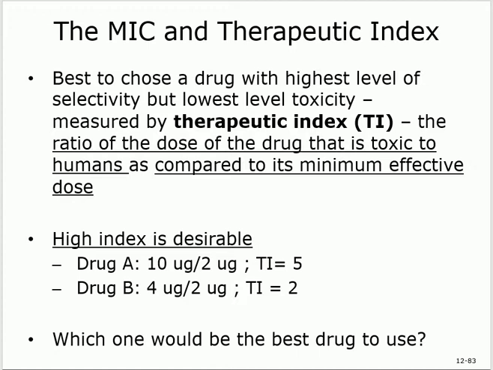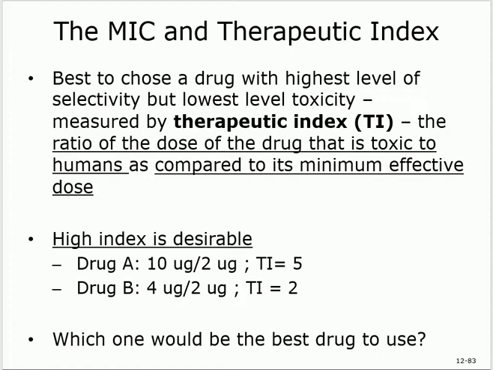If I give you 4, 6, 8, that's all okay. If I give you 10, it will become toxic now. It's a relationship between what's toxic and what's the minimum effective. Is that clear? The bigger the index, the better the medication is.